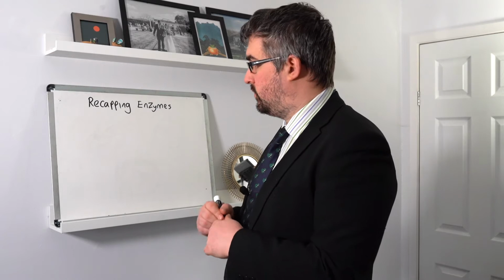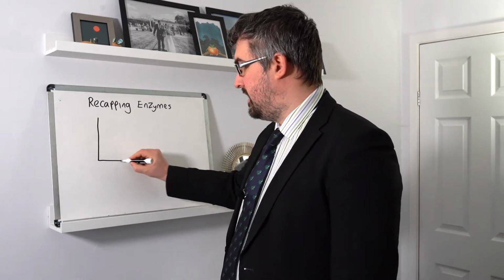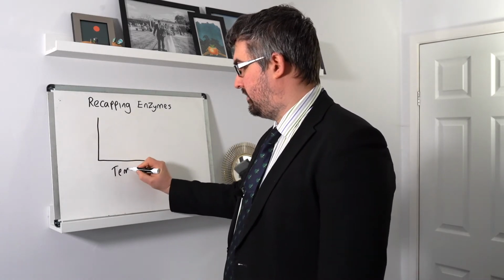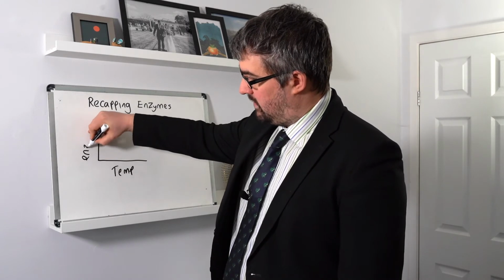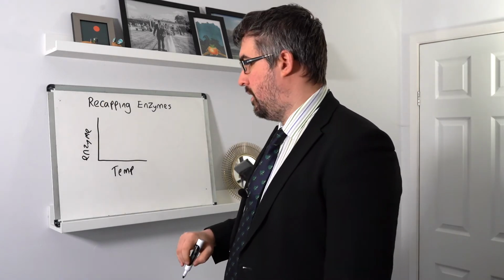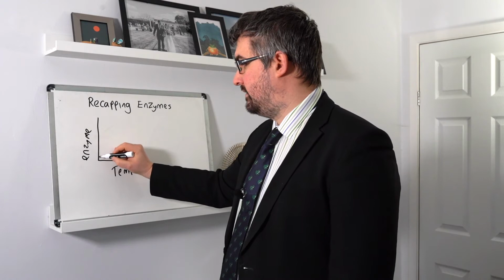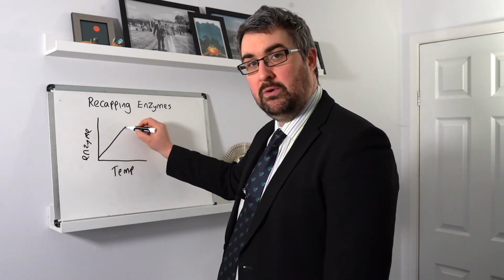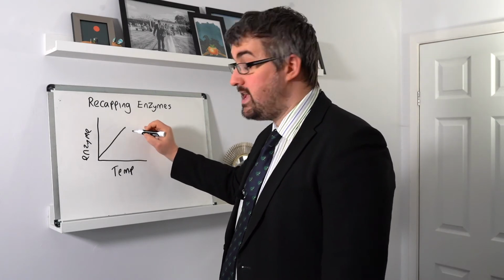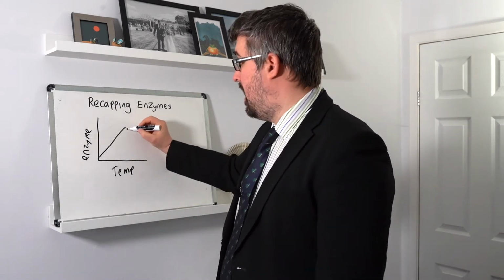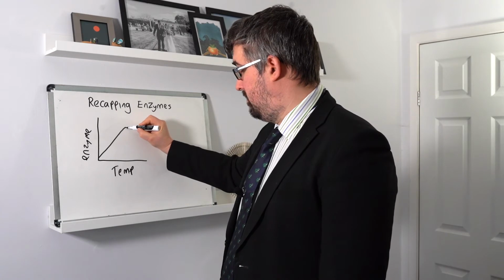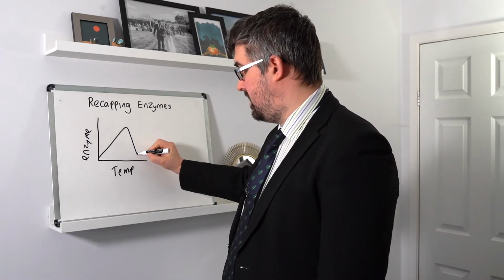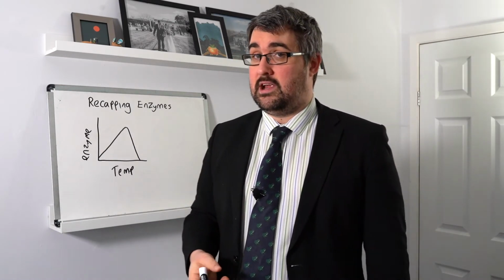So with your typical graph, you'd expect to see temperature on the x-axis, and enzyme activity or something like that on the y-axis. And what you'd expect to see is, as temperature increases, the rate of reaction increases up to a certain point where we reach the peak, which we call the optimum temperature, and then very quickly the rate of enzyme activity starts to decrease and eventually goes down to 0.